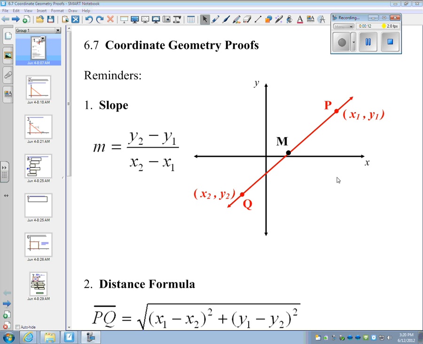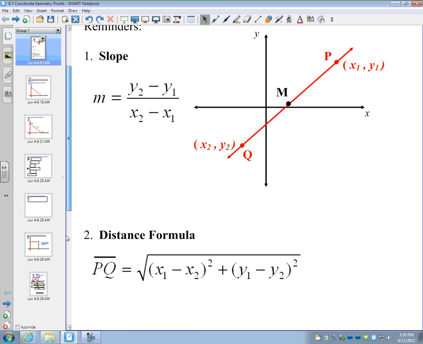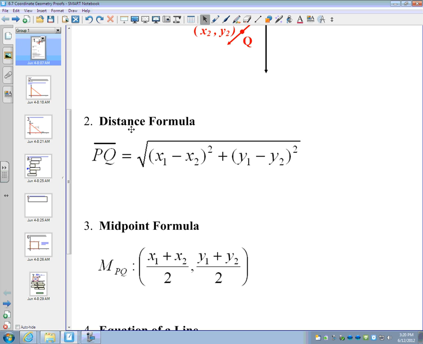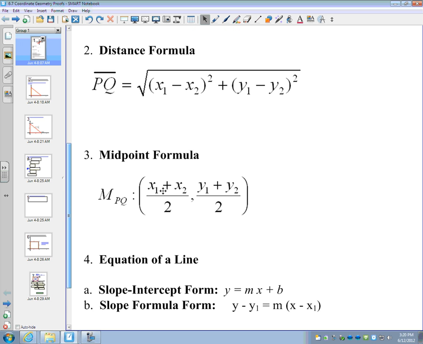A couple of reminders. The formula for slope. The distance formula, which we will use: the distance between two points is the square root of (x2 minus x1) squared plus (y2 minus y1) squared. The midpoint formula: you take x1 and x2 divided by 2, y1 and y2 divided by 2.